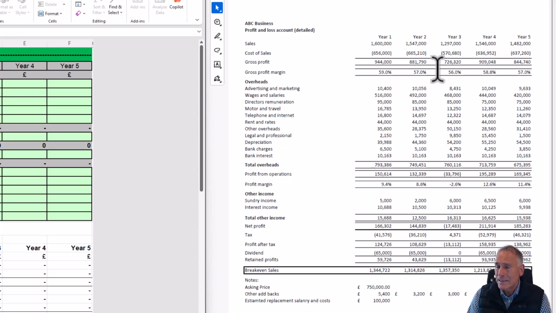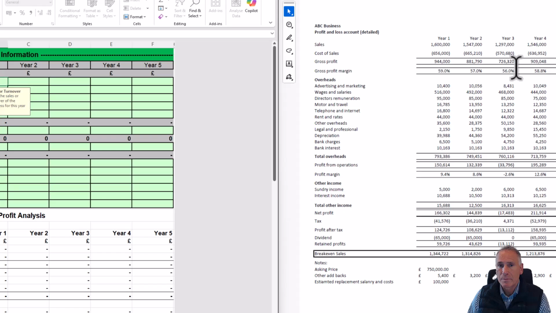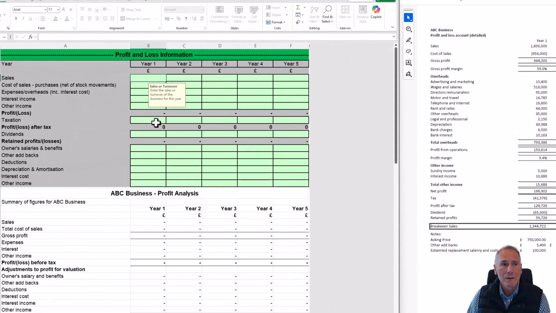But to make it easy for this demonstration, I've laid them out all on the same sheet, which you wouldn't ordinarily have, but it just makes it easier for demonstration purposes. So all you have to do is quite simply, you've got a line here called sales, and on the P&L account, you've got a line called sales. So you'd enter the sales in this cell here.